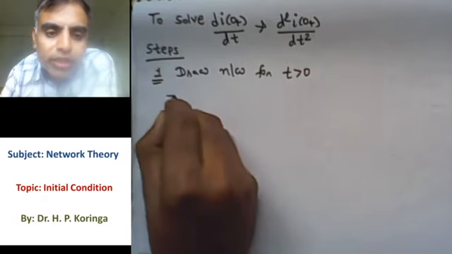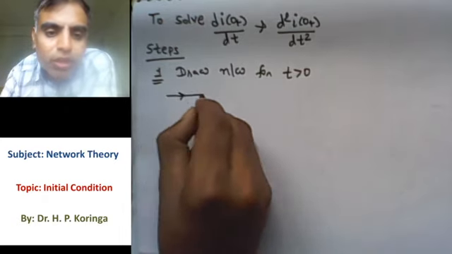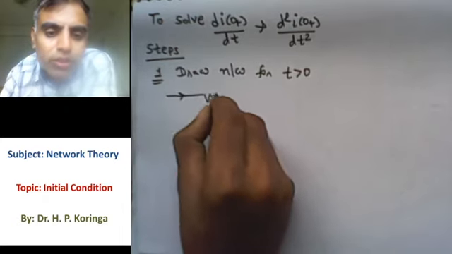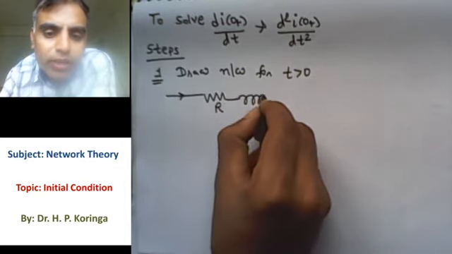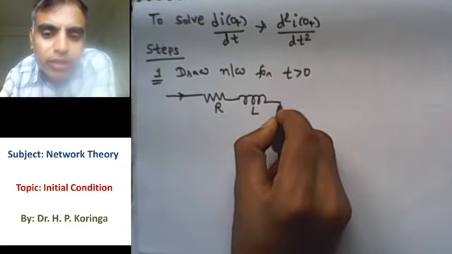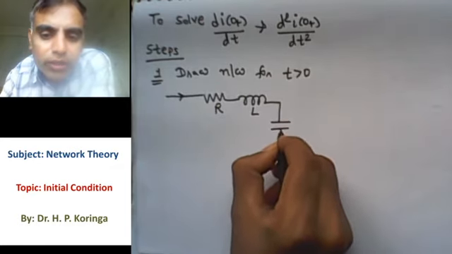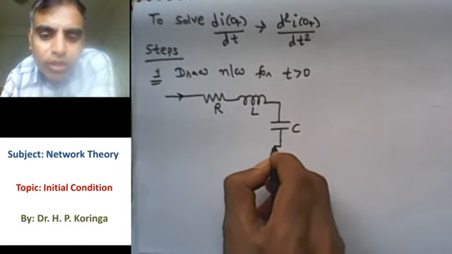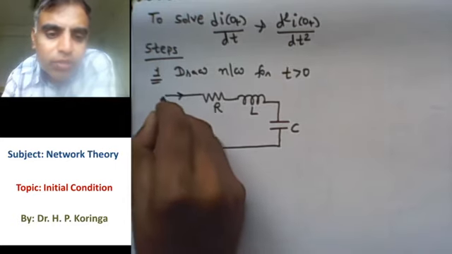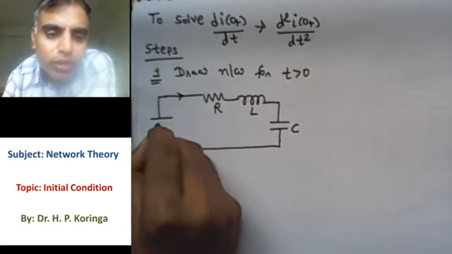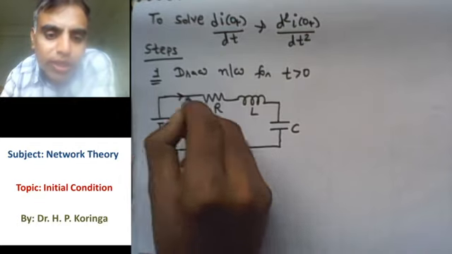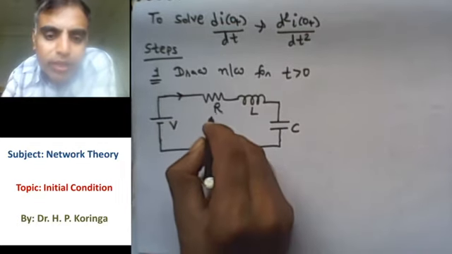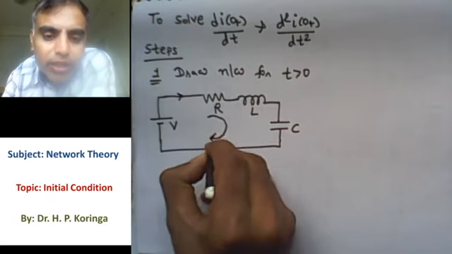So for t greater than 0, the switch works as a closed switch. R, L and C. This is the network for t greater than 0. The switch works as a closed switch, so voltage V is applied to R, L and C, and here the current is I of t.